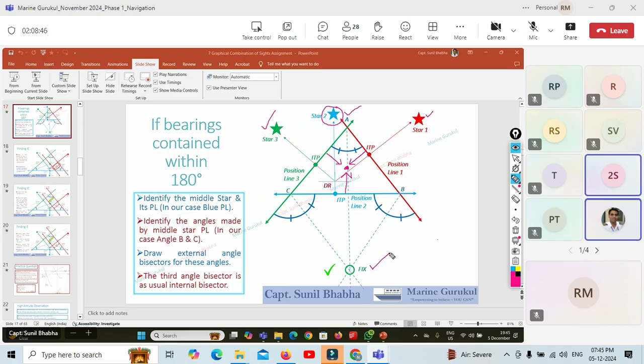Understood? If this is the fix, you are always moving away from the body in all the cases. That is why the fix is outside. Clear, beta? Yes, I got it.